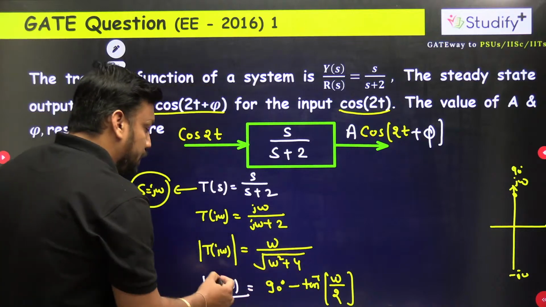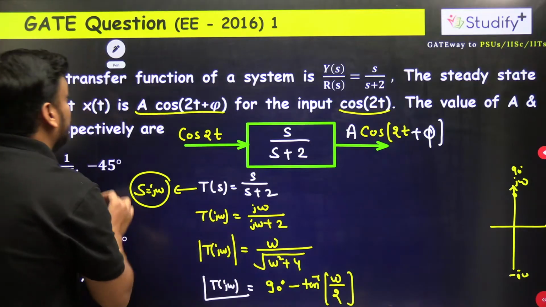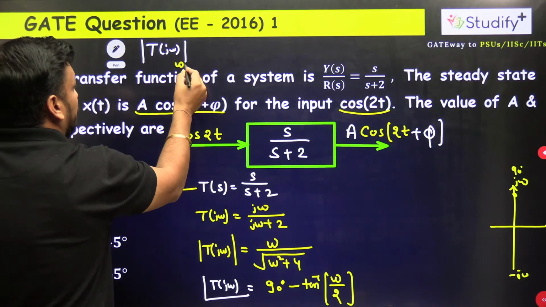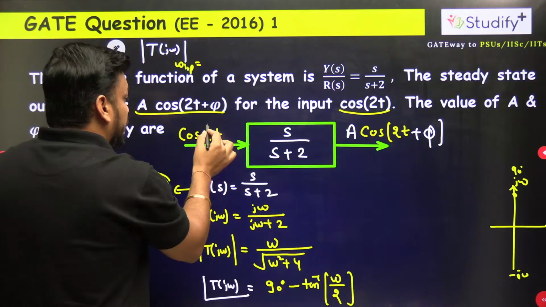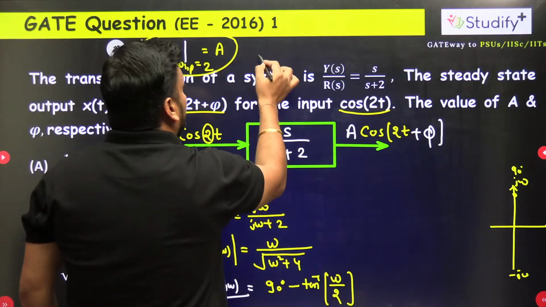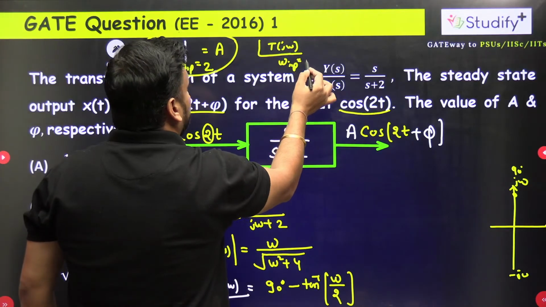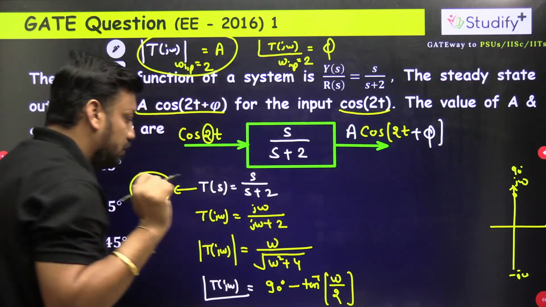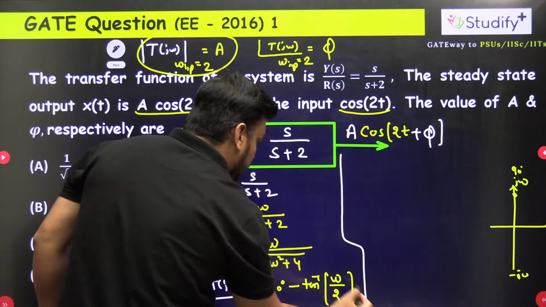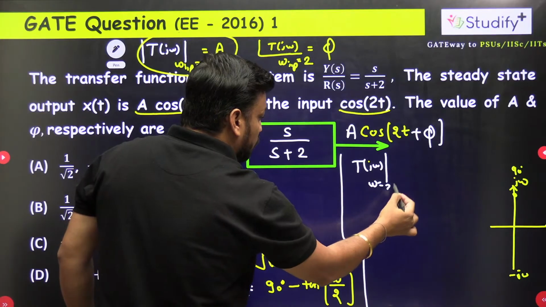Now student, tell me, sir, this is the magnitude, this is the angle, and we know that magnitude of Tj omega at omega input, what is omega input? T ka multiple, 2. It will give you capital A, and the angle of Tj omega at omega input 2 will give you what? Phi. Give you phi. Yes. So now substitute the value omega 2 here, bachcho. So once I put omega equal to 2, the magnitude of Tj omega will give you capital A.